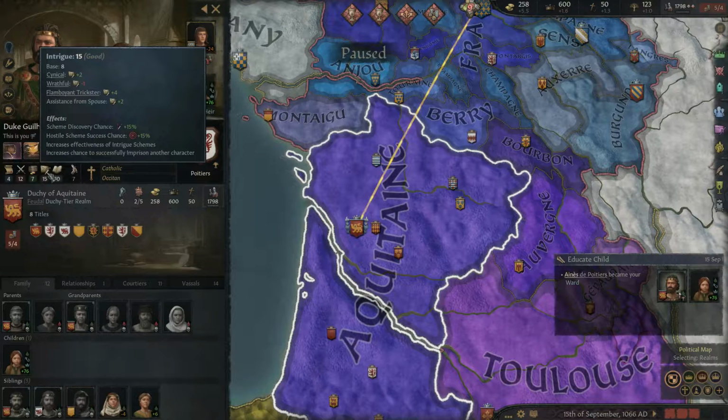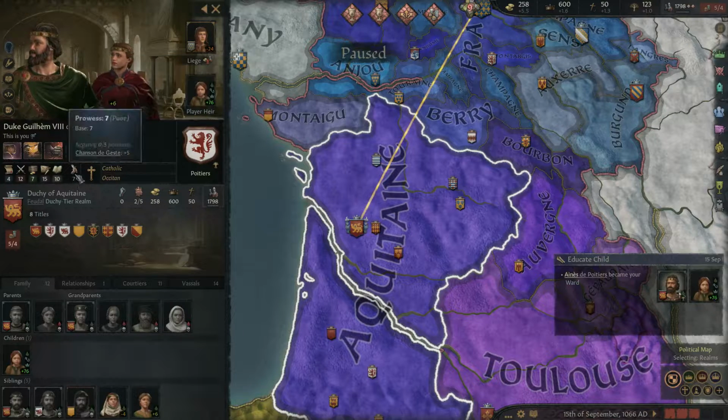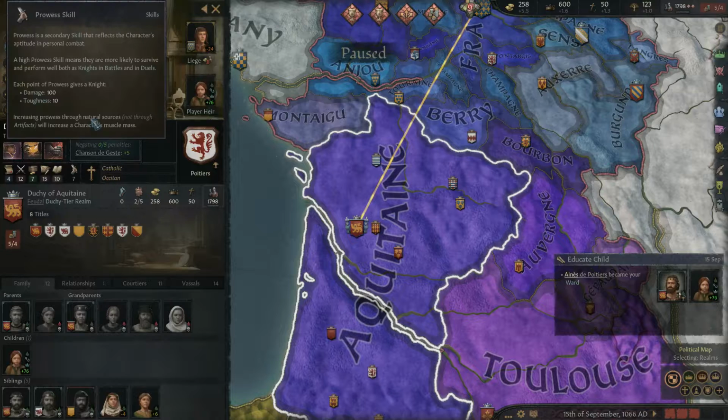You've got your intrigue, which is how good you are at scheming and intriguing. And then you've got your learning here, which is if you want to be a learned man or very much pious. These are the things you have here. Now, you've got a sword here. This is prowess. This is how good you are at fighting, specifically in one-on-one combat. I can see here we've got a base of 7, which isn't too bad, and we can hover over it and it'll show you what it is.